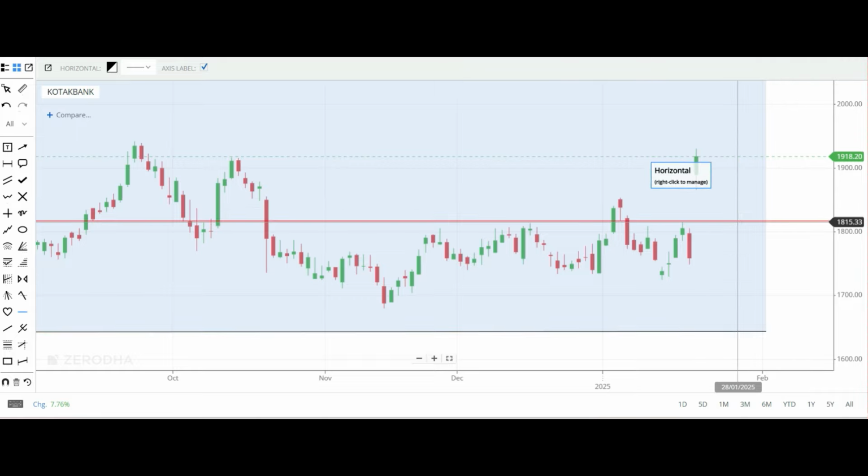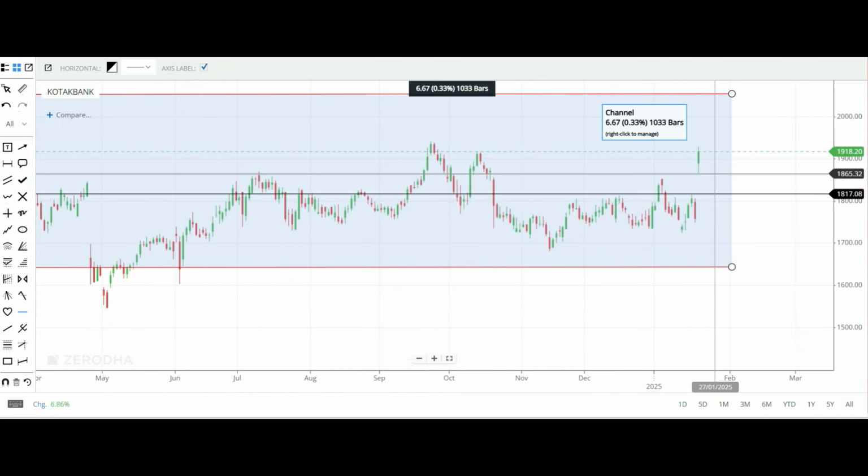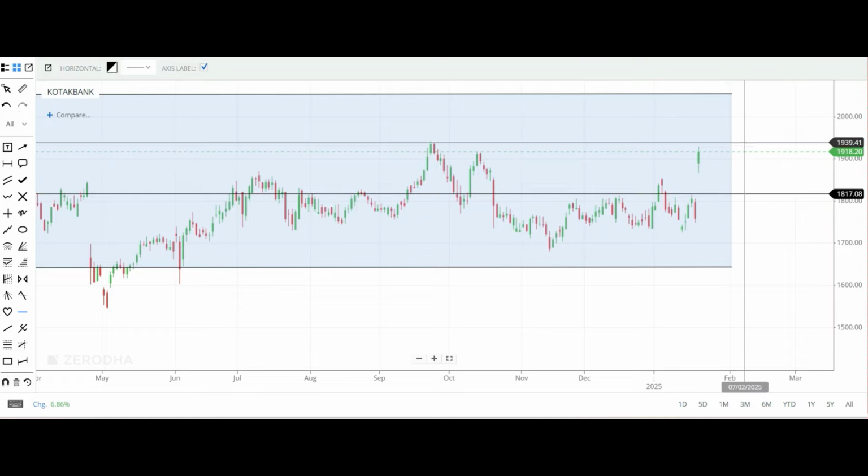Whenever the price comes to this level, around 1800, one could take a swing trade and hold for a few days.